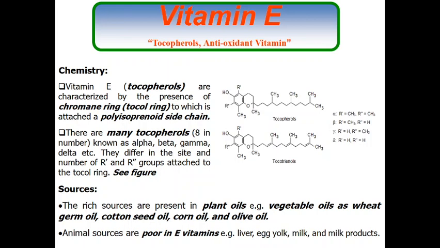The chemistry of vitamin E or tocopherols is characterized by the presence of a tocol ring, to which is attached a polyisoprenoid side chain. Such polyisoprenoid side chain is the cause for the fat solubility and water insolubility of all fat soluble vitamins. It is present in vitamin A, now it is present in vitamin E, and we will see it again in vitamin K.